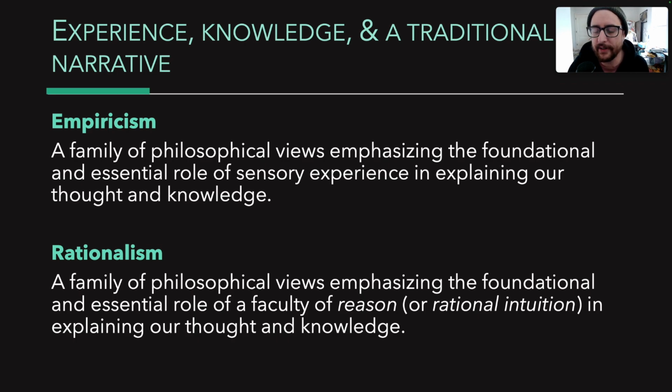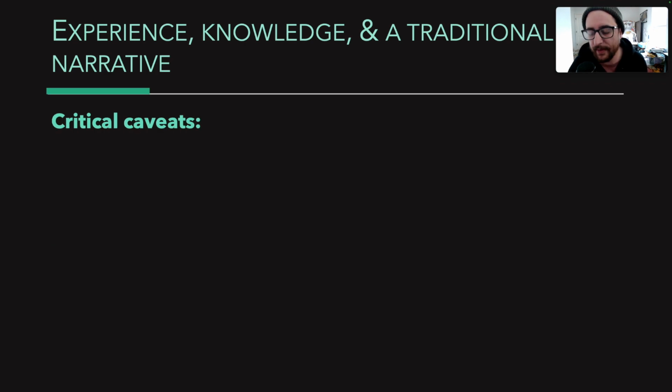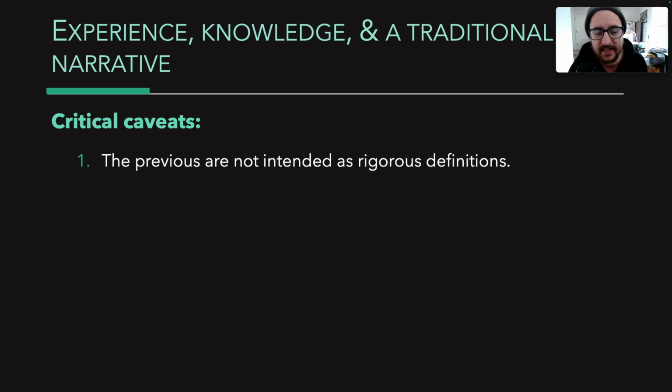The canonical narrative of early modern philosophy presents it as if we start out with rationalist views that are slowly replaced by empiricist views until we finally get to Kant as the culmination of this debate, where he tries to synthesize both of these two views into a kind of compromise or hybrid view. That canonical narrative is flawed in a number of ways, and we need to keep in mind here first, the previous is not intended as rigorous definitions of empiricism or rationalism. They're just meant to get us thinking about some of the themes that come up during this historical period.